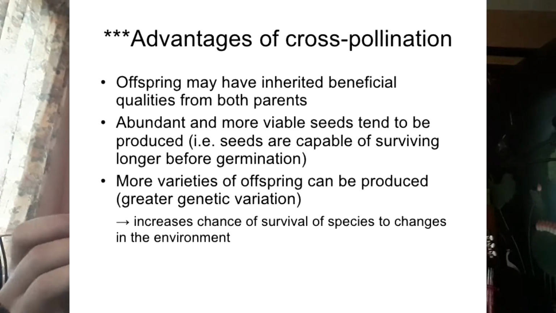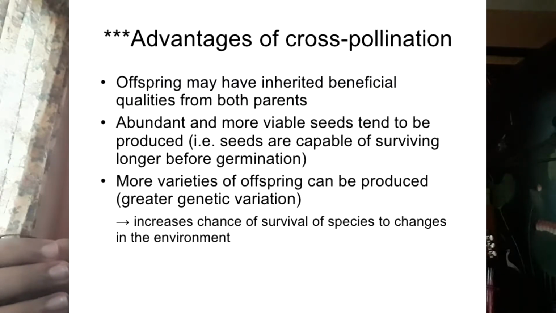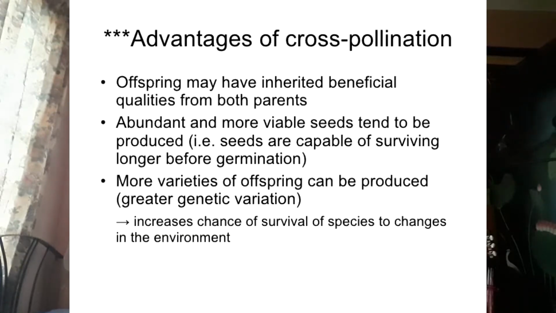Advantages of cross-pollination. Offspring may have inherited beneficial qualities from both parents. Abundant and more viable seeds tend to be produced. Seeds are capable of surviving much longer before germination. More varieties of offsprings can be produced, greater genetic variations, and it also increases the chance of survival of a species to changes in the environment.